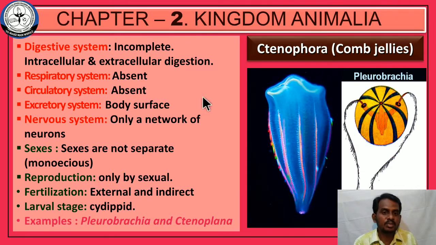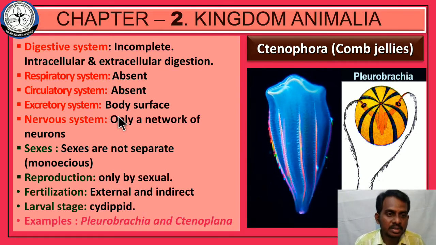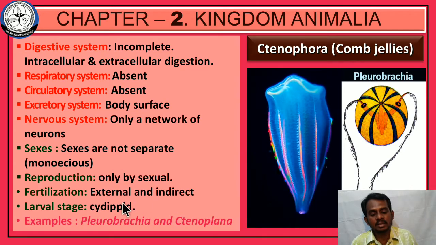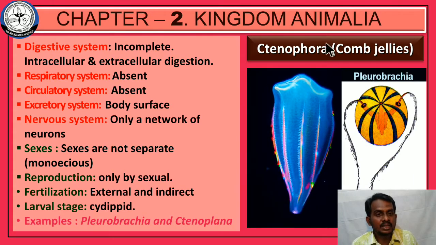So this is a new simple mnemonics. Out of these various points, you have to write any 5 points. And what are the examples for this animal? 10 plus 10. First 10 means Ctenophora, plus means P indicates Pleurobrachia, and another 10 means Ctenoplana. That's all. This is a simple mnemonics for the examples of this animal.